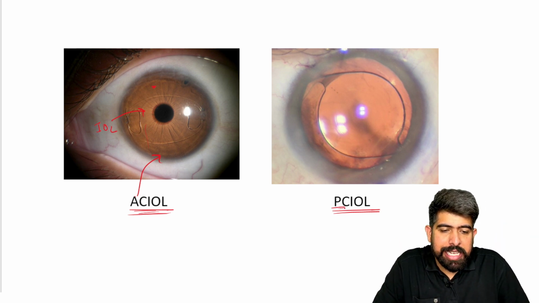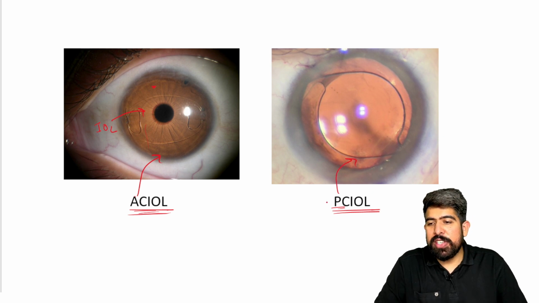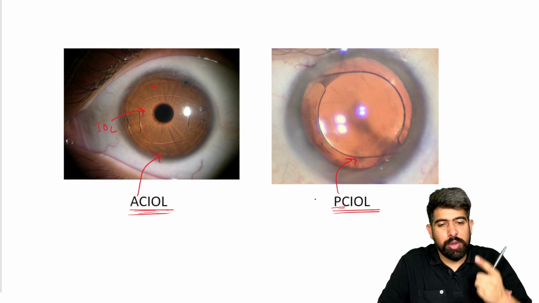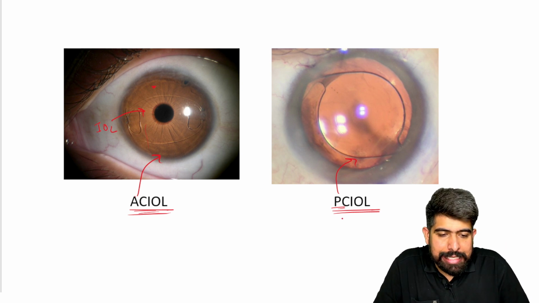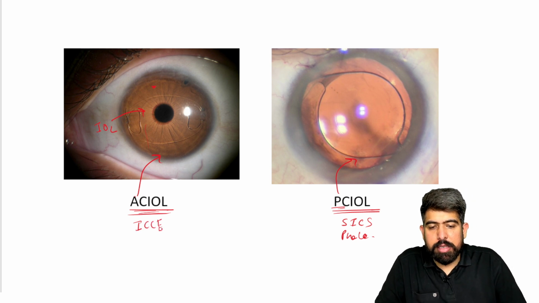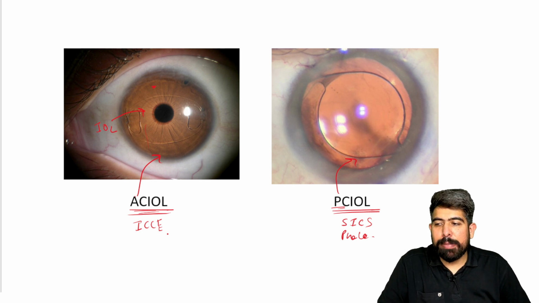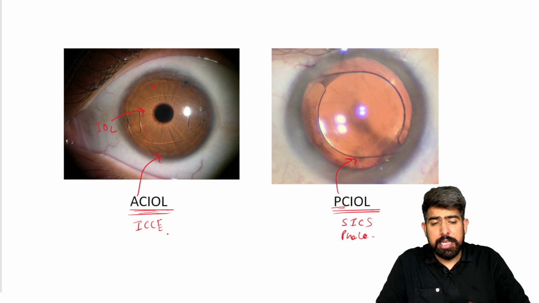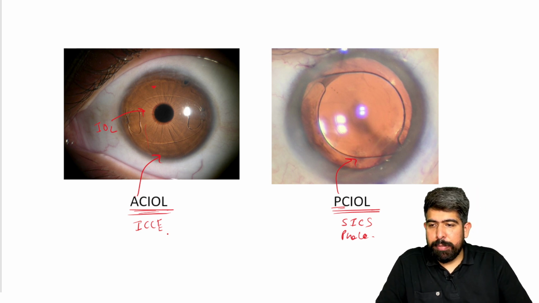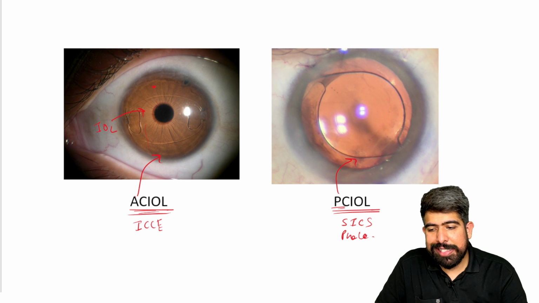But the second one is your PCIOL. It means the posterior chamber IOL. What is the posterior chamber? The posterior chamber is behind the iris. So behind the iris, we are putting it into your capsular bag. As I showed you, both SICS and phaco are done with the PCIOL. If I'm talking about the ICCE, intracapsular cataract extraction, when we remove the capsular bag, we have to put this IOL into the anterior chamber, and this is all about the cataract.